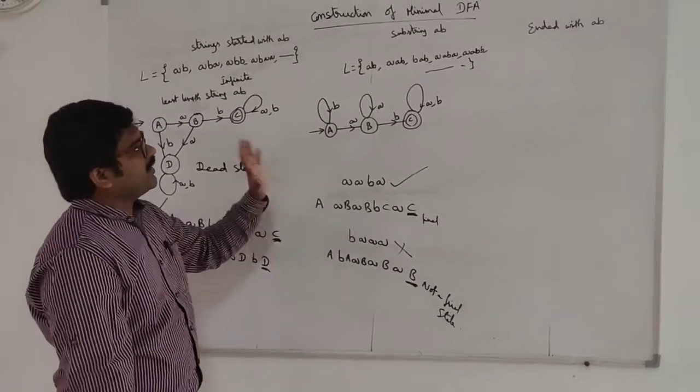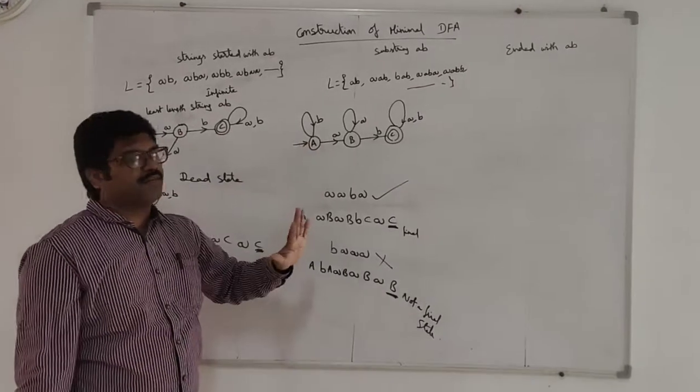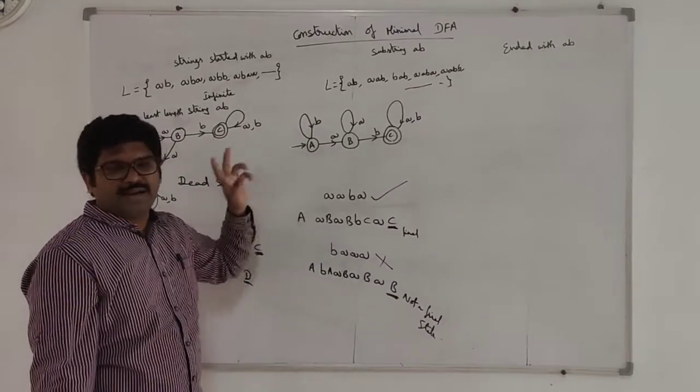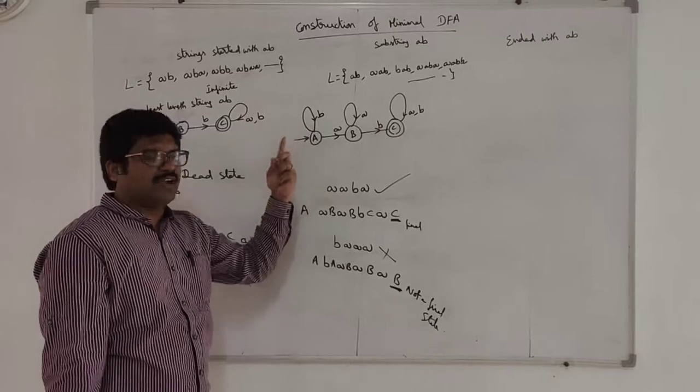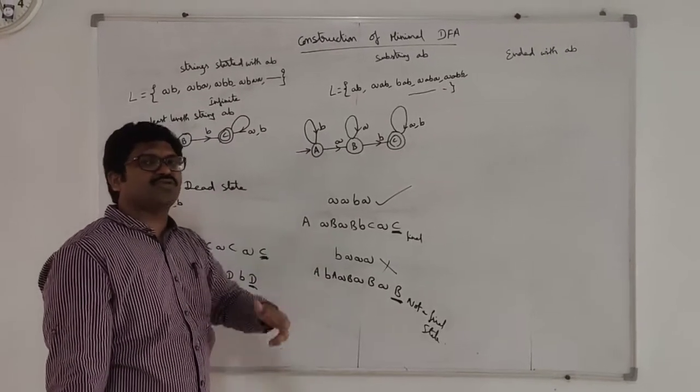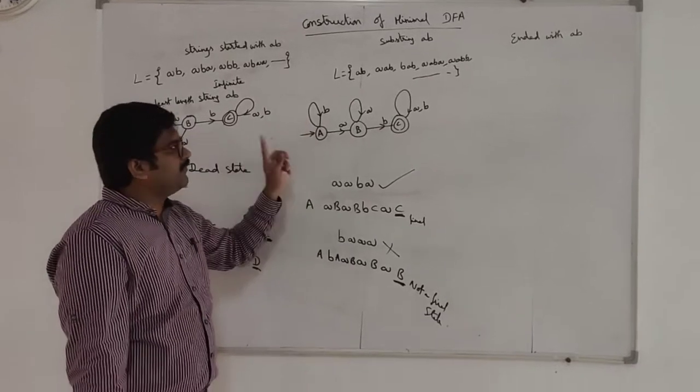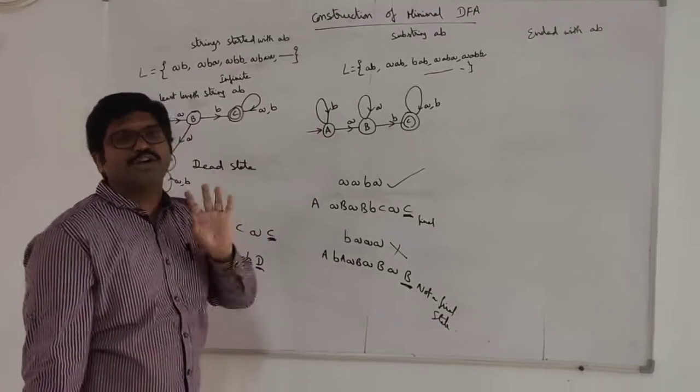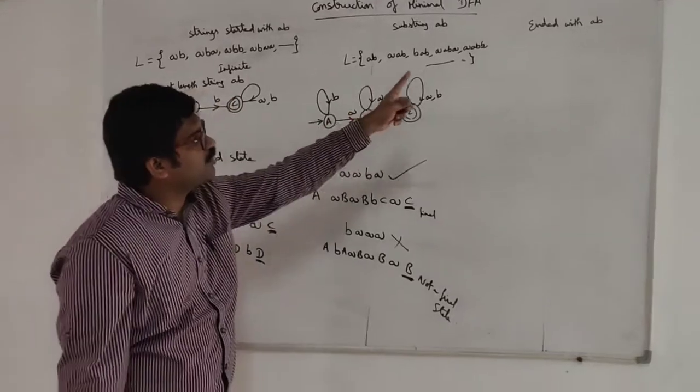So always, to construct the minimal DFA, you need to construct the DFA and take a string which is available in the language and verify whether the DFA is accepting or not. In the same fashion, take a string which is not available in the language and verify whether the DFA is rejecting or not. You need to do both. So let us move on to the last one.